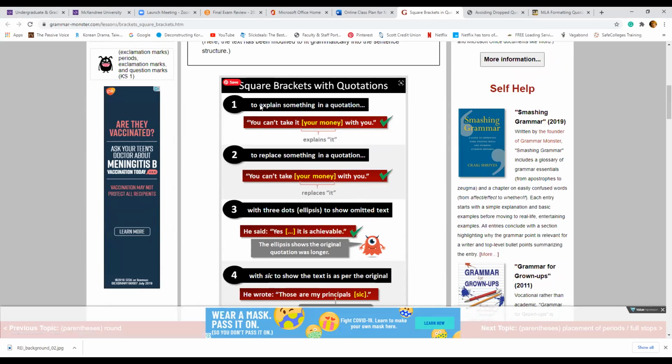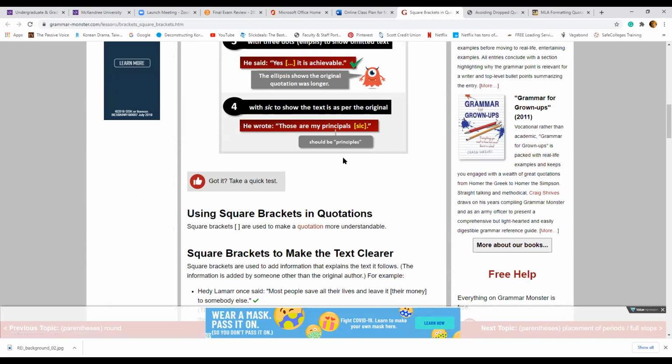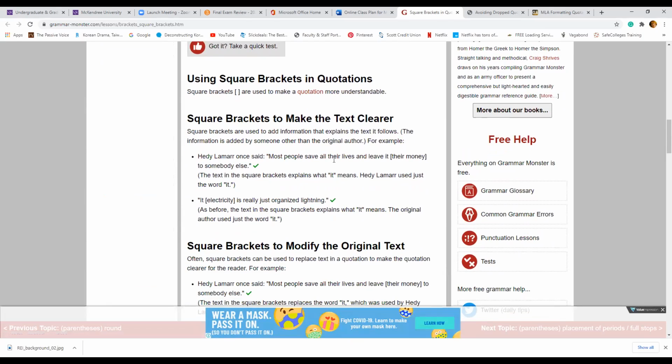So it's often used to explain something in a quotation, replace something, or indicate that an error already existed in the quotation. So Hedy Lamarr once said, "Most people save all their lives and leave it to somebody else." And we're clarifying what she was talking about, the subject, which we didn't get to see because it was taken out of the original source. She's talking about money.